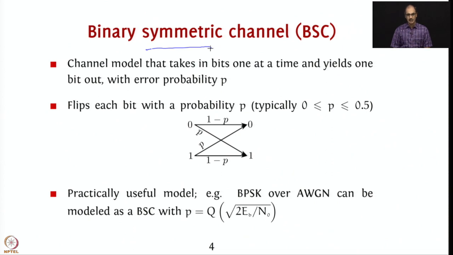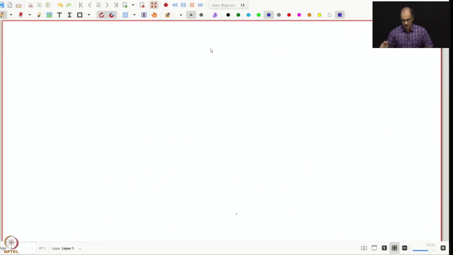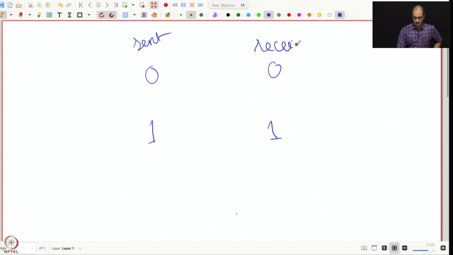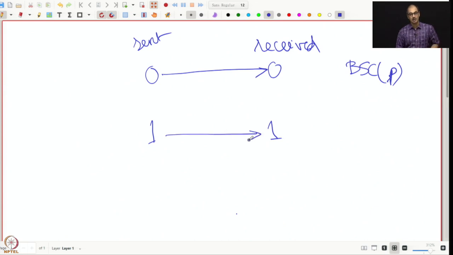Now one thing is typically we say 0 is less than or equal to P, less than or equal to 0.5. Now this picture is basically a good way to understand this channel model. That is, you have 0, you have 1 being sent. You have 0 being received, 1 being received. Let's say this is sent, this is received. Now let's say that you have a binary symmetric channel with bit flip probability P. A 0 is received as a 0 and a 1 is received as a 1, each with probability 1 minus P.